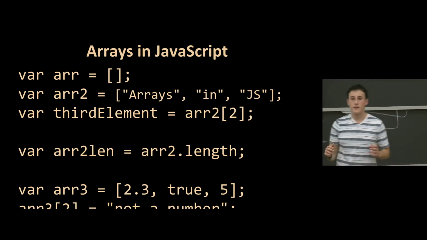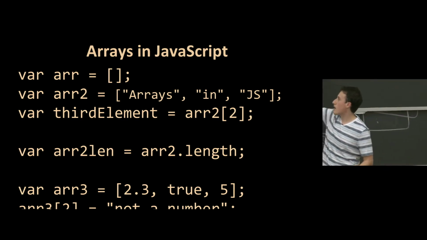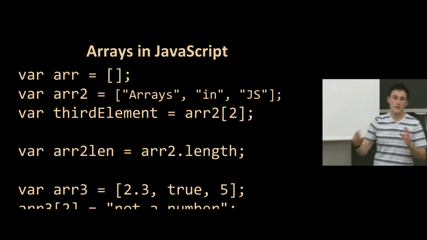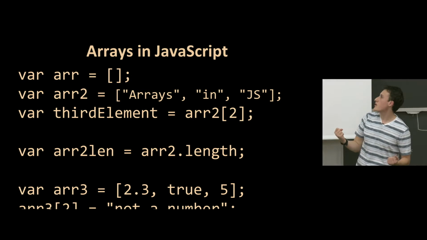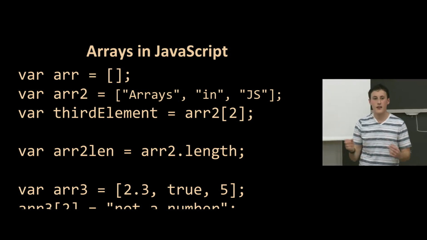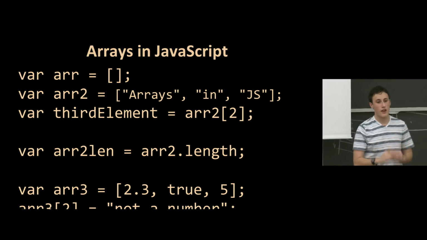The way you get the length of an array, you don't actually have to use sizeof or anything. You just say array and then dot length. And this dot length, you can think of it kind of like a struct, how every array has a field, an extra variable inside of it called length, which keeps track of how long your array is.